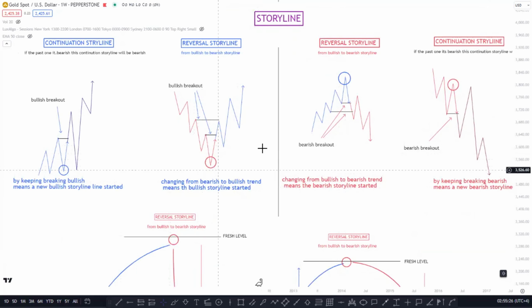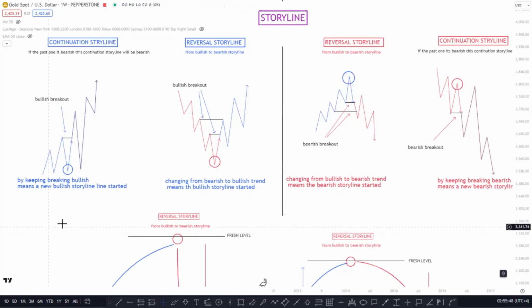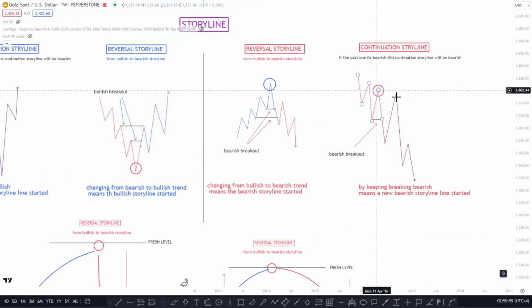But before that, let's explain this. Changing from bearish to bullish trend means the bullish storyline started. And changing from bullish to bearish trend means the bearish storyline started. And for the continuation storyline, by keeping breaking bullish means a new bullish storyline started, and by keeping breaking bearish means the new bearish storyline started.